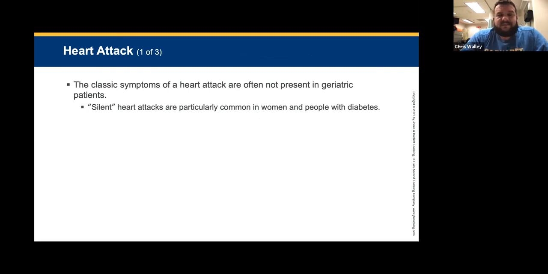The classic symptoms of a heart attack are often not present in a geriatric patient. As many as one third of older patients have a silent attack, in which the usual chest pain is not present. Silent attacks are more common in women and patients with diabetes. You may just have shortness of breath, or "I don't feel so good. I feel like I've got indigestion."